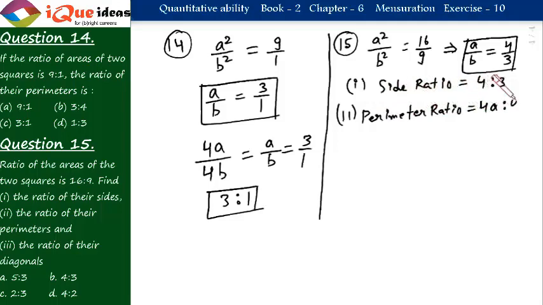Now 4 gets cancelled, so it is still equal to A is to B. So perimeter ratio is also 4 is to 3. Very nice. Now the third question, it says diagonal ratio.